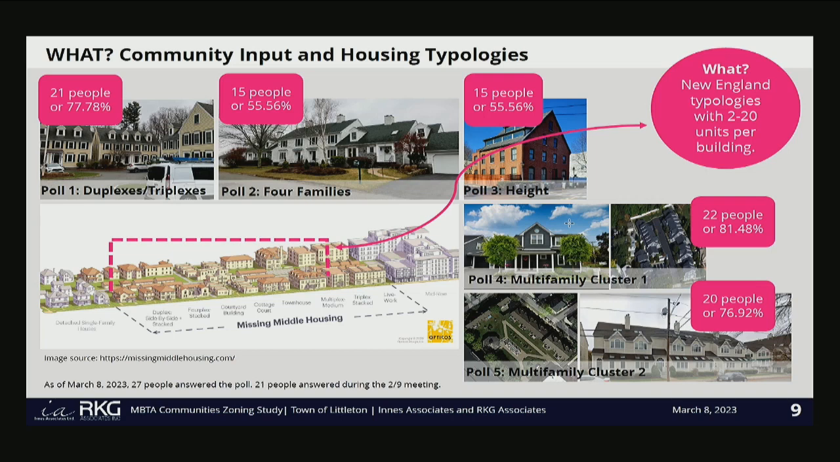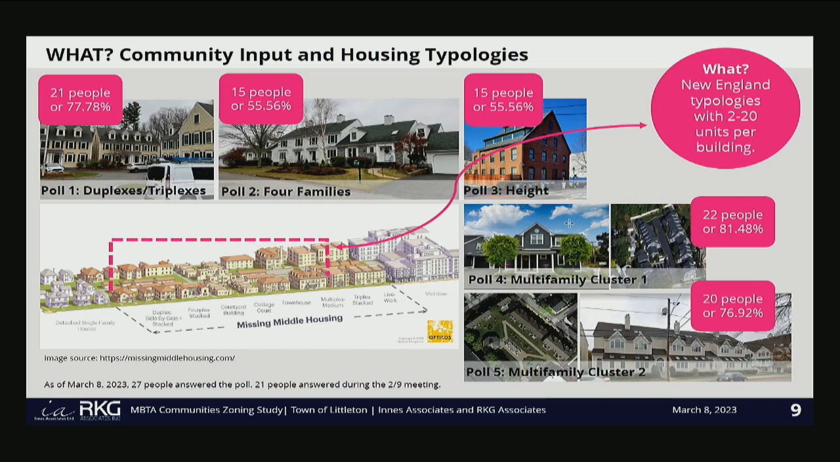And so in poll 4 and poll 5, poll 4 tested 2 different types of just clustered housing, but no sort of public amenity around it. Poll 5 rather, tested multifamily clusters that were built around courtyards and with nearby amenities. So you see the preferred.